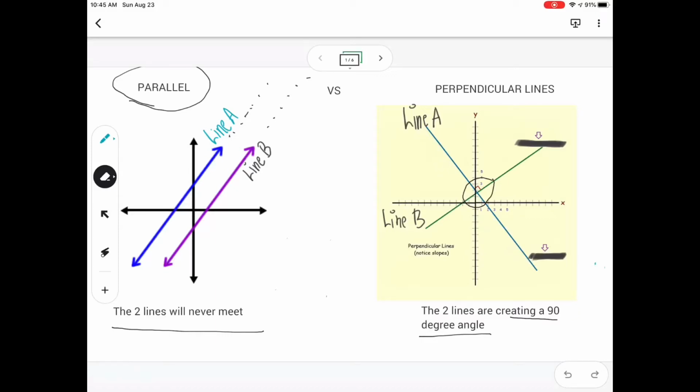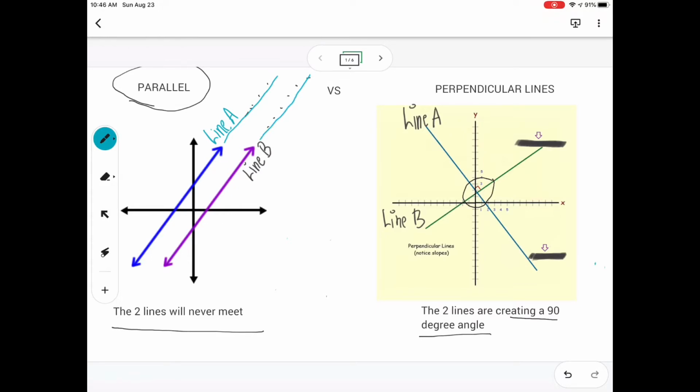Okay, so today I'm going to address the concept of parallel and perpendicular lines in relation to linear equations. Parallel lines, how do we know the two lines are parallel? And remember, parallel lines means we need to talk about two lines. So two lines are parallel when they will never meet. No matter how long you extend this blue line and this purple line, they will never meet.